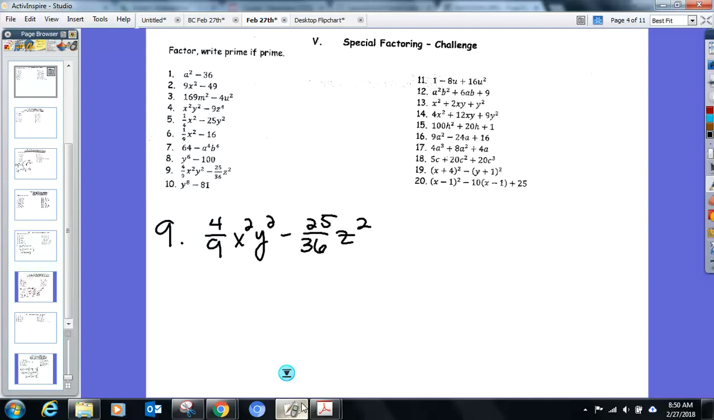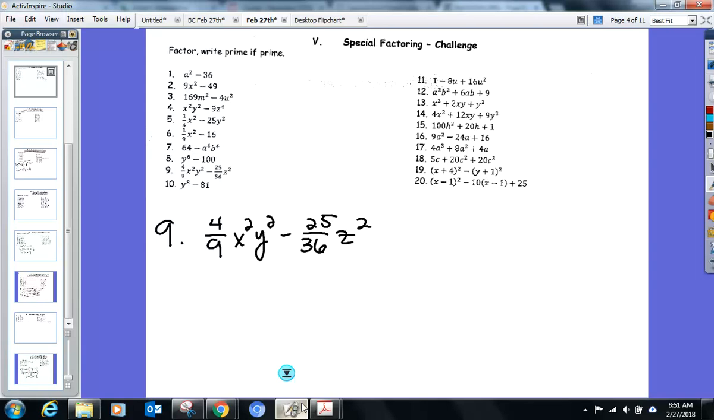First, how many terms are up there? 2. And what am I doing to them? I'm subtracting them. That usually leads to what? If I have no GCF, 2 terms, and I'm subtracting. Not grouping. Remember the method? Remember what we called 25, 36, 4, and 9? Perfect squares. These are all perfect squares, and I'm subtracting. So this is the difference of 2 perfect squares.